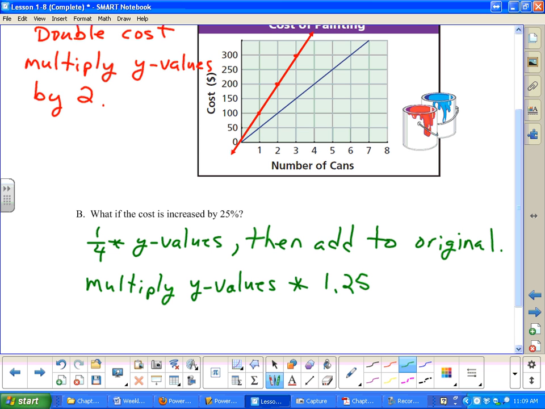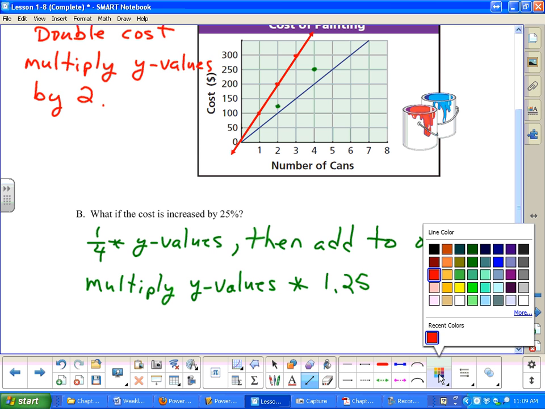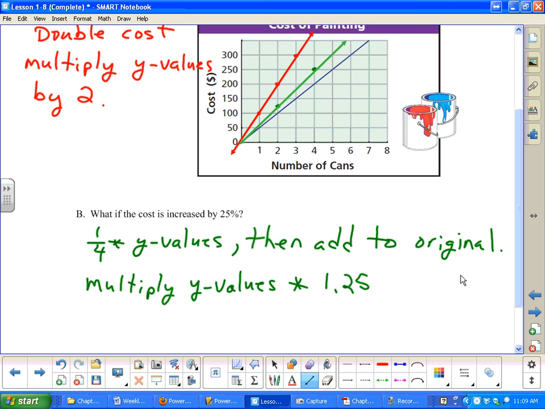So for 2, it would be 125 then, should be about here. And at 4, it was at 200, so that would be 25% of 200 is 50. So that green line then would show an increase of 25%. And you could do either one of these ways to get there.